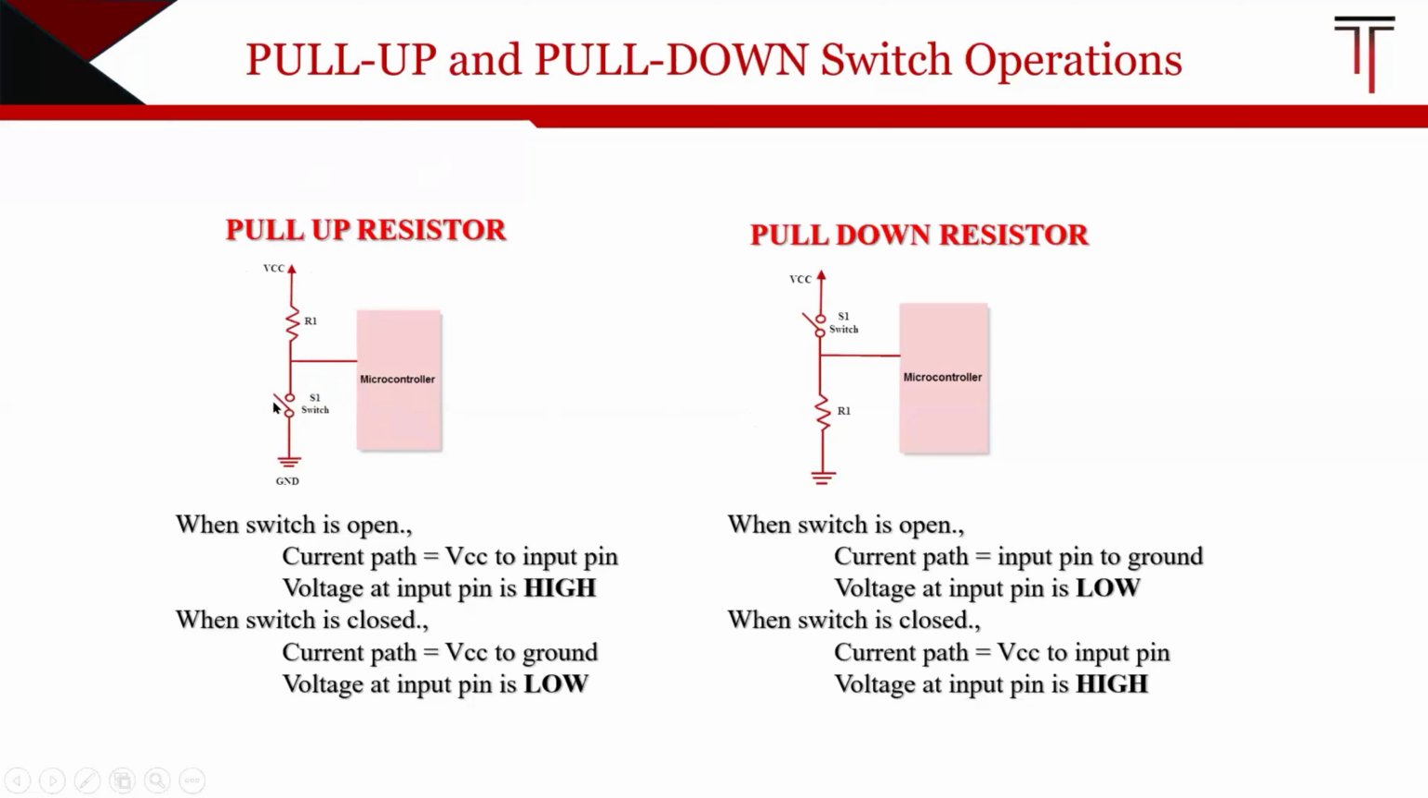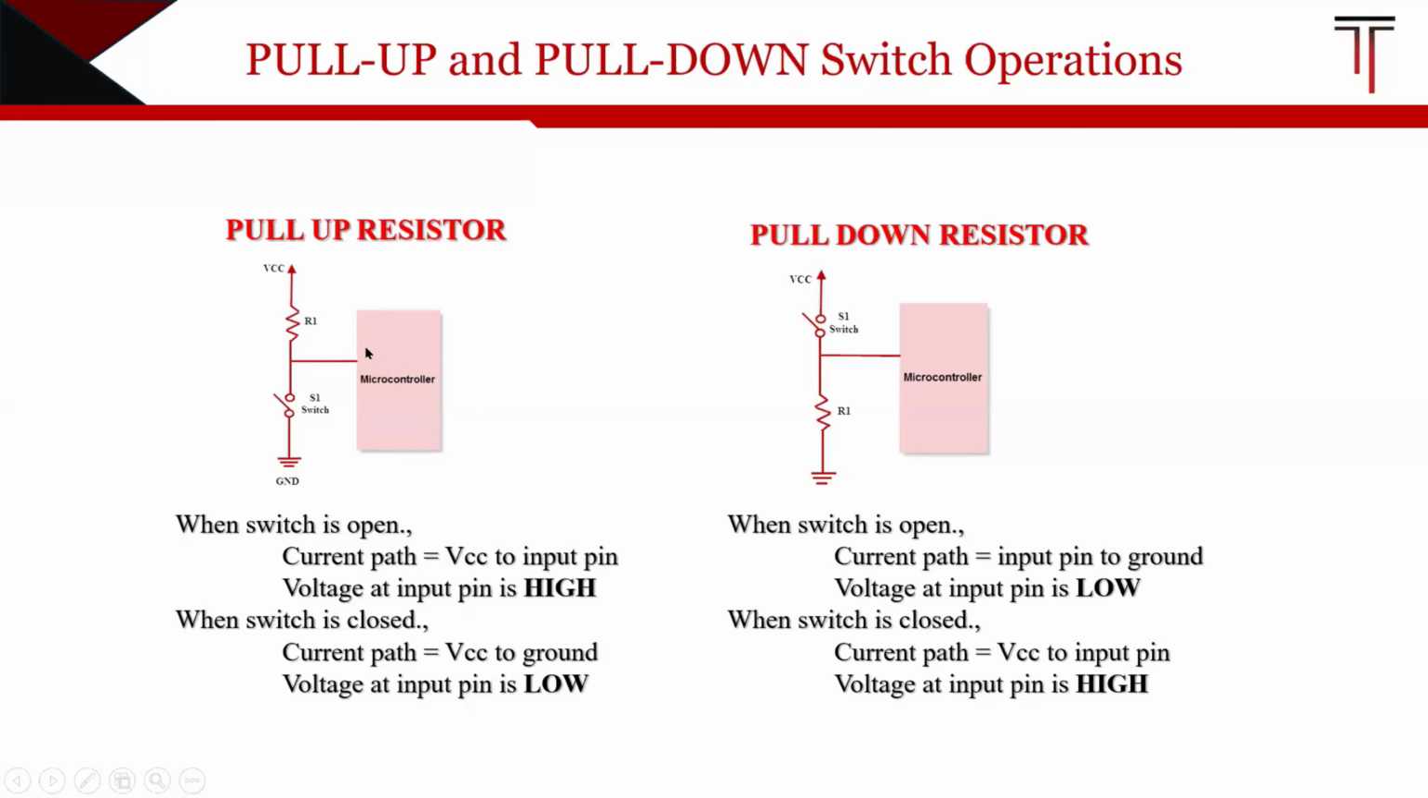When the switch is open, it will ensure that the total VCC will go to the microcontroller input. When the switch is closed, the input pin is connected to the ground. Why? Because the voltage will always prefer the low resistance path, right? The ground is a very low resistance path. So if the switch is closed, the total voltage from the VCC will go to the ground.